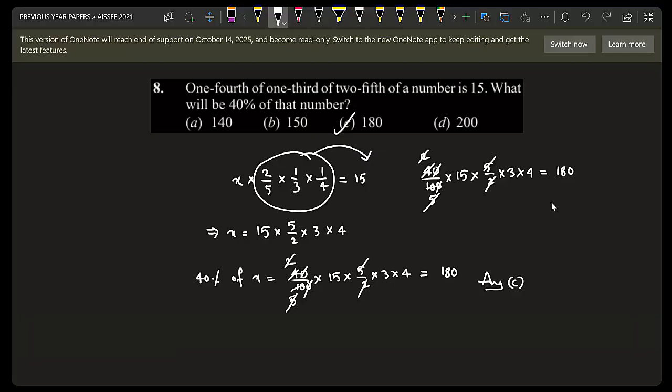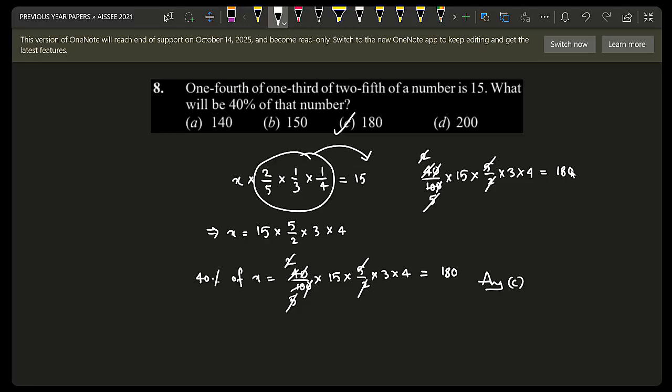Sir, in the question x equals 15 into 5 by 2 into 3 into 4. Yes, divide 2 by 4 by 2 also. So 2 twos are 4. Yeah, you can anyway cancel the 4. Do cancellations in any order, you'll get the same answer. Okay?